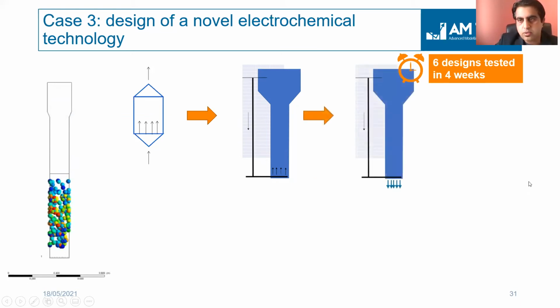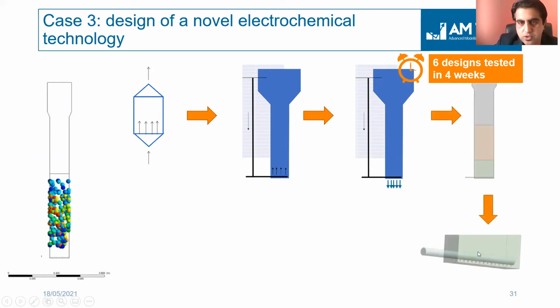We tried different ways. We tested 6 different designs almost in 4 weeks. So I will just show you a couple of iterations. This was the next design we tried, where instead of pointing the flow upwards, we pointed it downwards by designing a certain inlet structure.